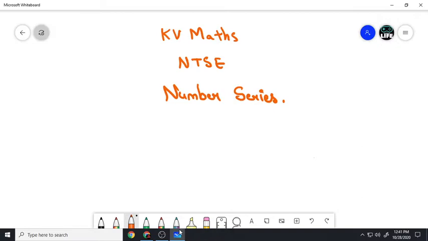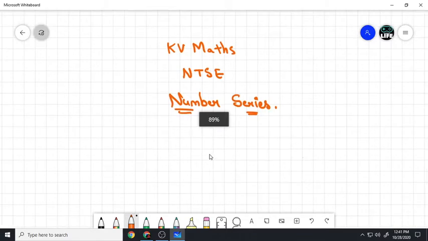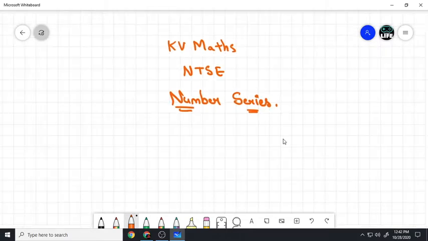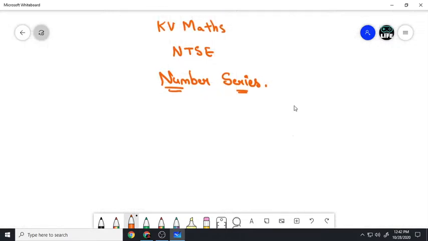Today, up to now, we have completed alphabet series and coding and decoding. So, today, let's talk about number series. So, what is number series? Number series means series of numbers which have a common rule between them, like which has a perfect pattern between them.